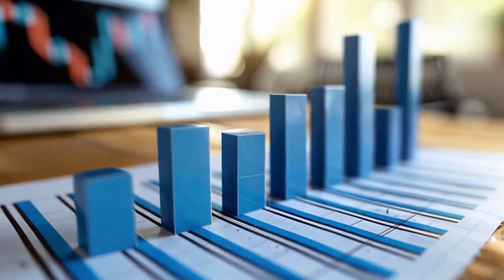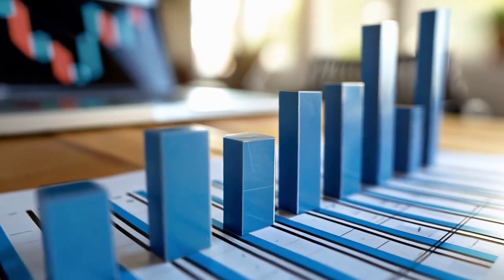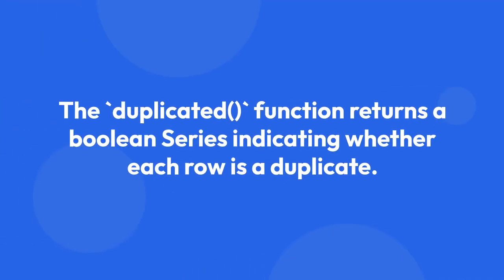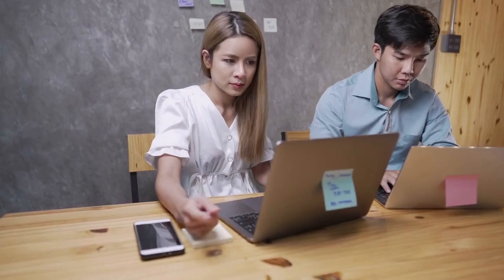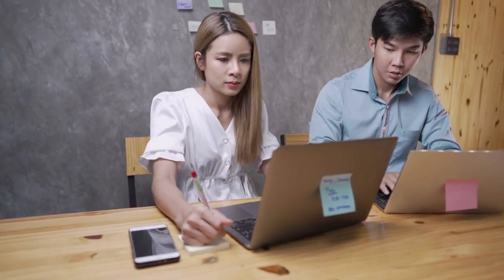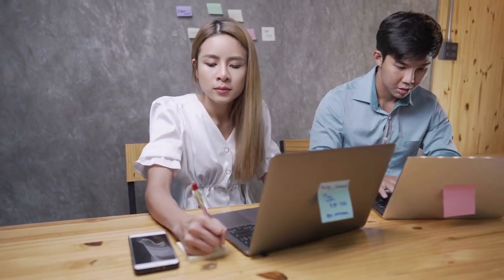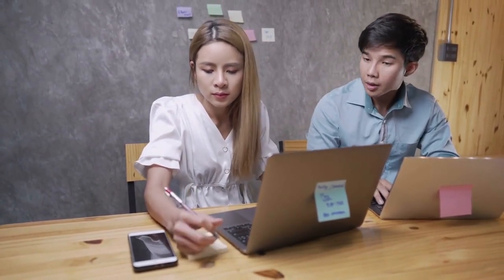Then use the duplicated function to identify duplicate rows. The duplicated function returns a Boolean series indicating whether each row is a duplicate. You can then filter the data frame to keep only the duplicate rows and save the results to a new Excel file. This approach provides more control and flexibility, allowing you to handle different data types and matching criteria effectively.